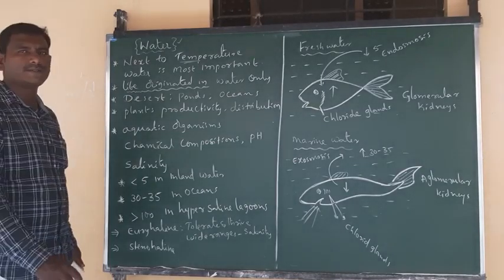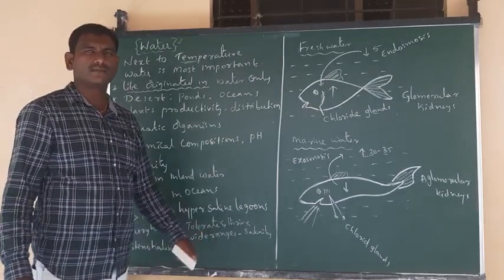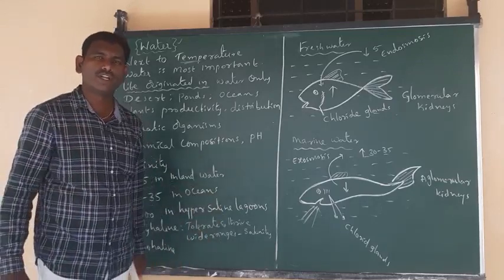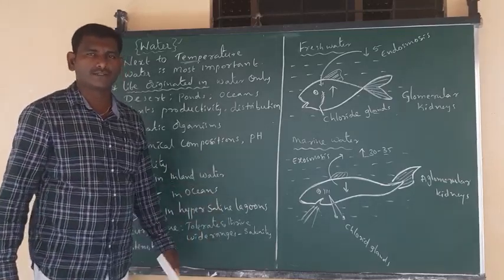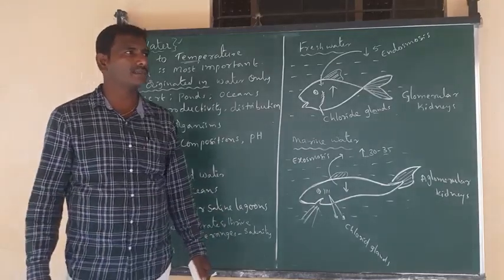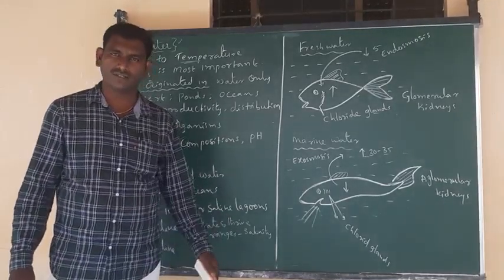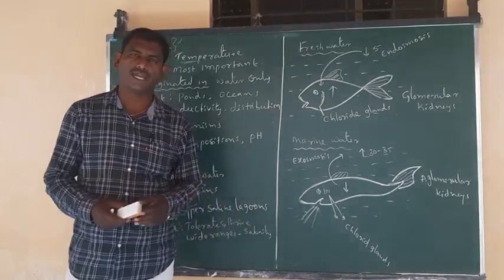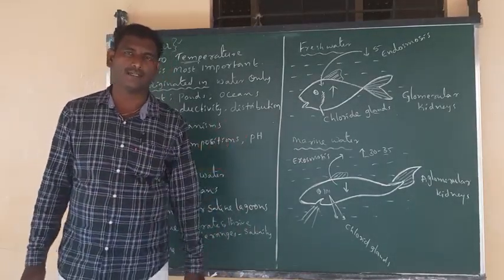Okay, good morning students. In the previous class we discussed that an organism's habitat is characterized by both biotic and abiotic factors. Examples of abiotic factors are temperature, water, soil, and light. Abiotic factors again have two categories: physical and chemical.